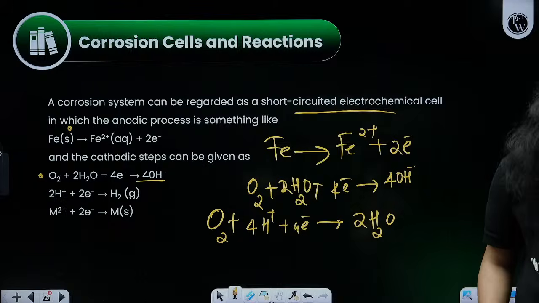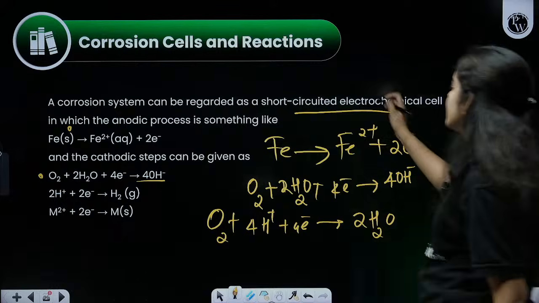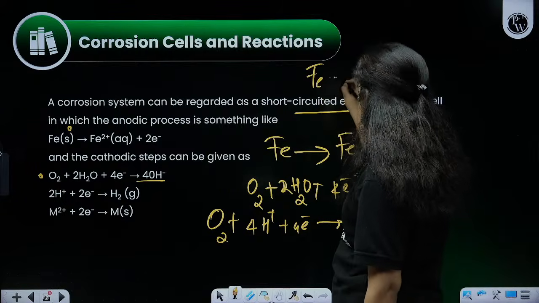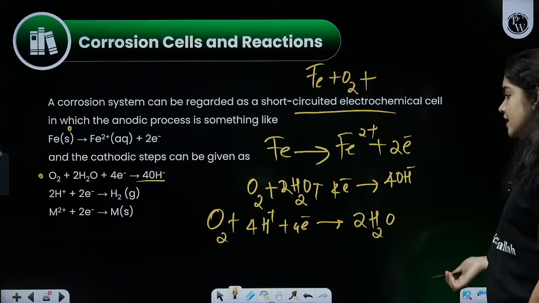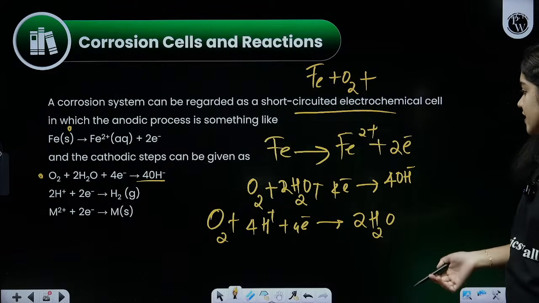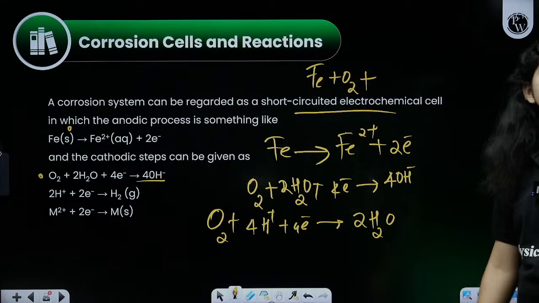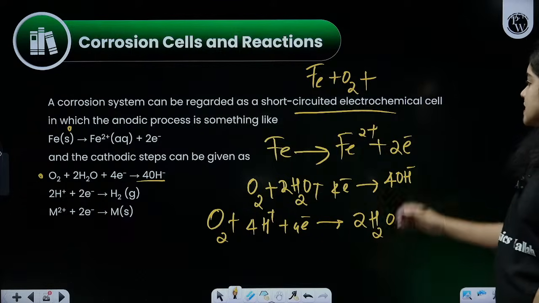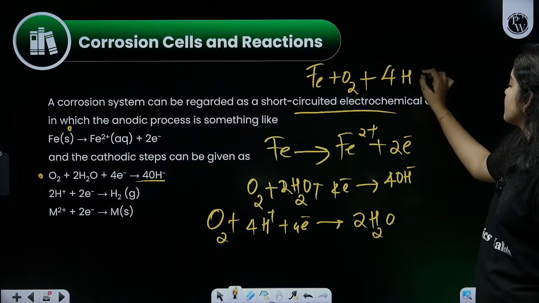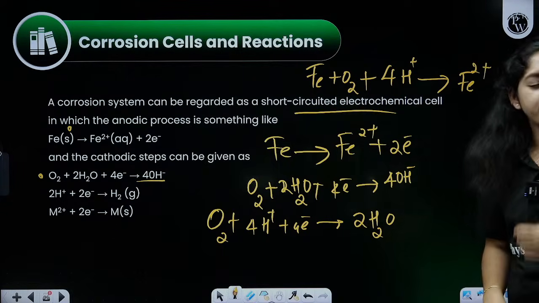The final equation will be the overall reaction. I'm writing the final equation here: Fe plus O2 plus, then what is remaining there? Fe plus O2. The other things we will cancel. The 2 electrons, 4 electrons we cancel. H2O, then 4 hydroxide we can cancel. So what is remaining there? Fe plus O2 plus 4H+ gives, what is it? Fe2+.